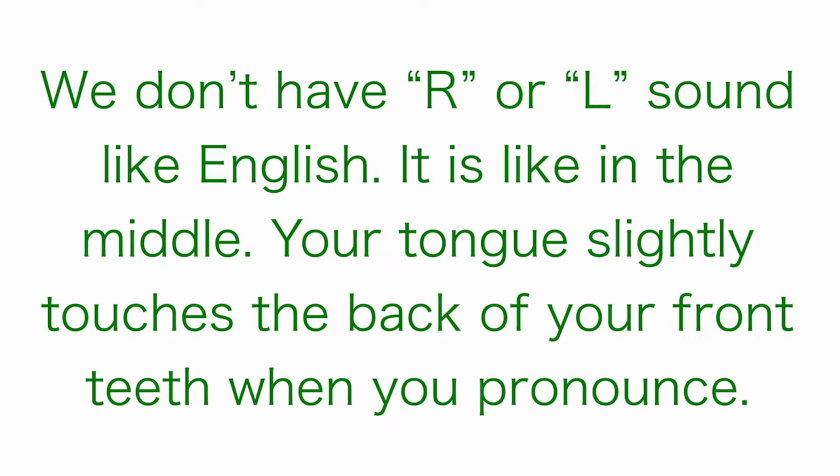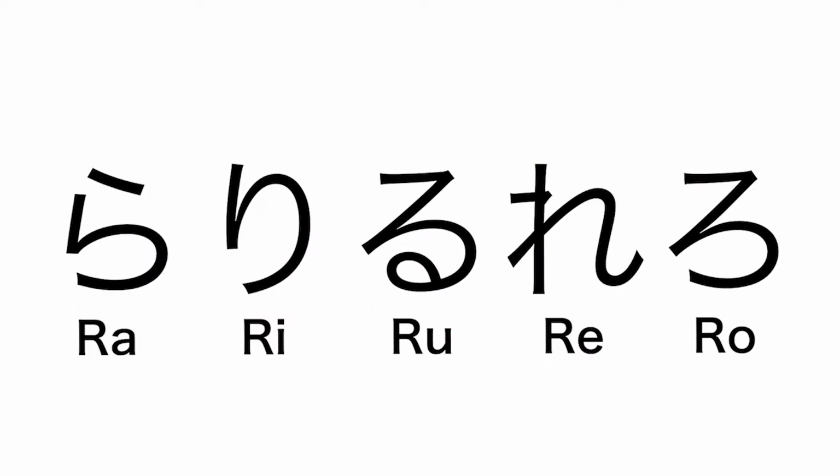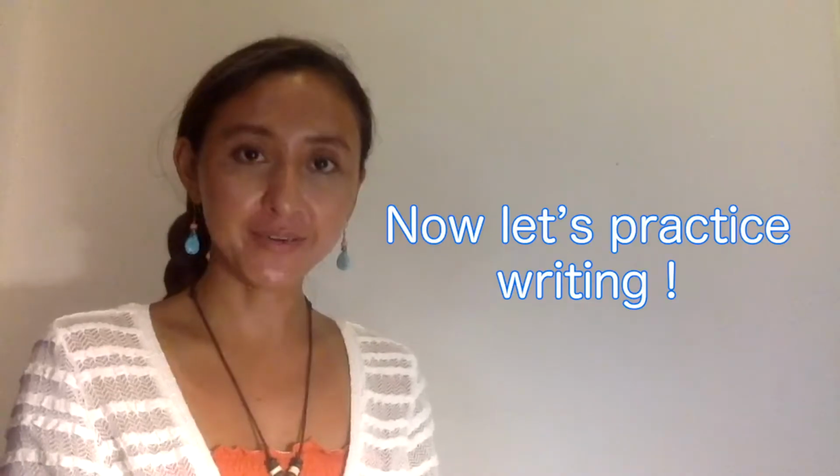Your tongue slightly touches the back of your front teeth when you pronounce. So the sound is gonna be la, li, lu, le, lo. Some people want to pronounce like ra, ri, ru, re, ro. That's wrong. So you need to pronounce la, li, lu, le, lo. Now let's practice.